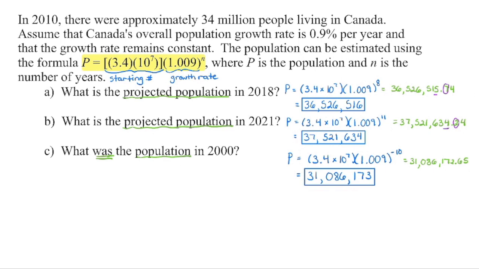And you can do a little bit of research here. So what is the current population in Canada? How close was it to what we projected it to be in any given year? And what are some of the factors that would affect the rate at which a population grows?